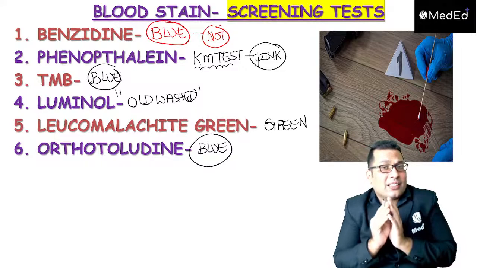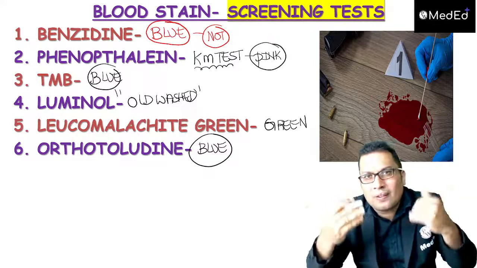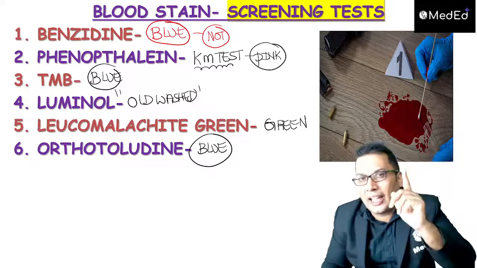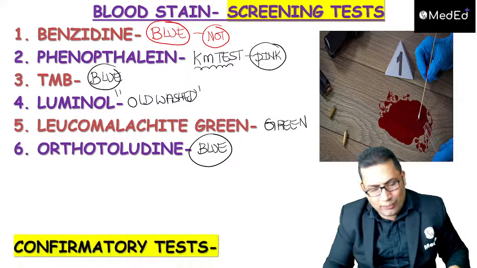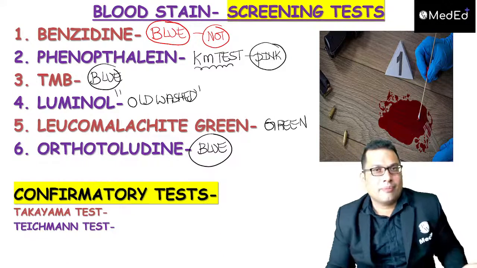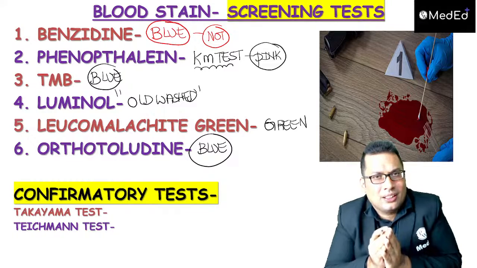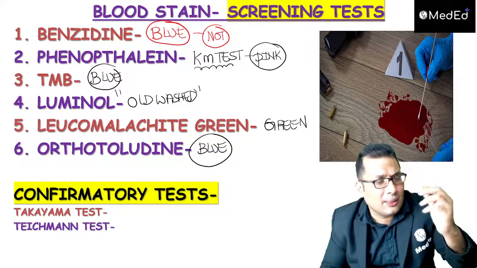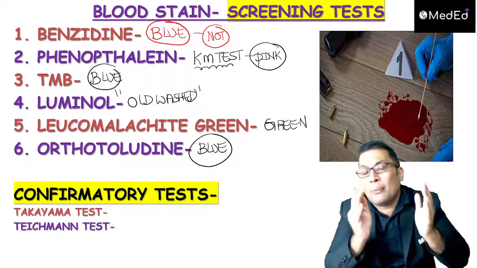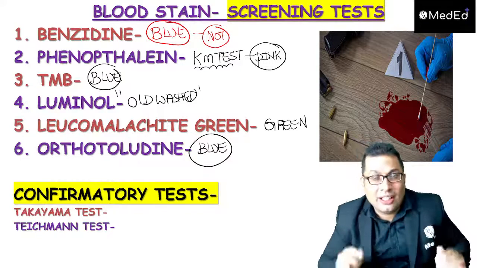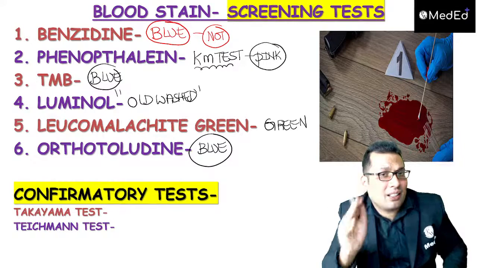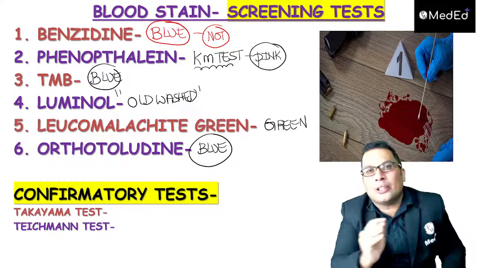Now we are discussing confirmatory tests. What are the confirmatory tests for blood stain? Your answer should be Takayama test and Teichmann test. Let me discuss the principle. As you know, blood stain contains hemoglobin. The hemoglobin, when it combines with the reagent, forms hemin crystals. The hemin crystals are observed under the microscope. That is the confirmatory finding in case of blood stain.